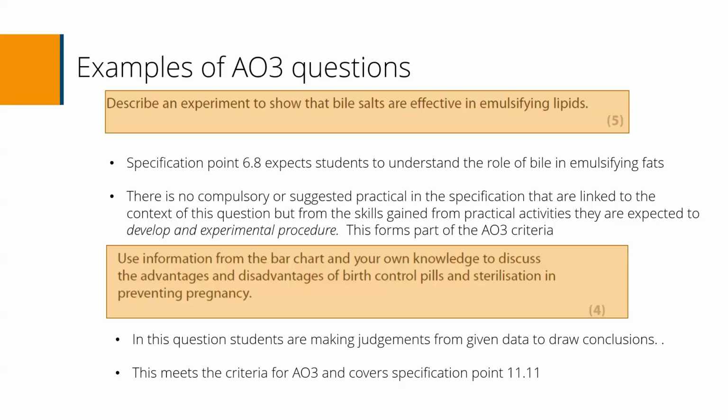If you look at the second example: use the information from the bar chart and your own knowledge to discuss the advantages and disadvantages of birth control pills and sterilization. So students are making judgments from data. Again, this is a good example of an AO3 type question because you're using data and making comparisons.